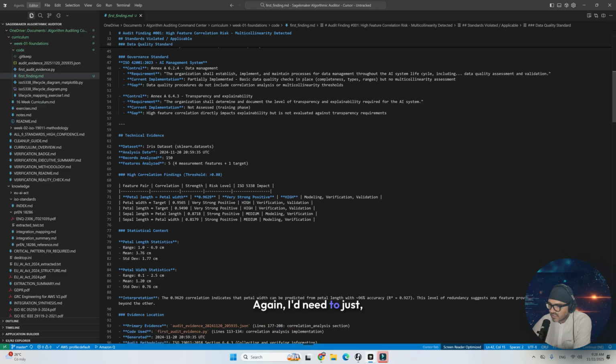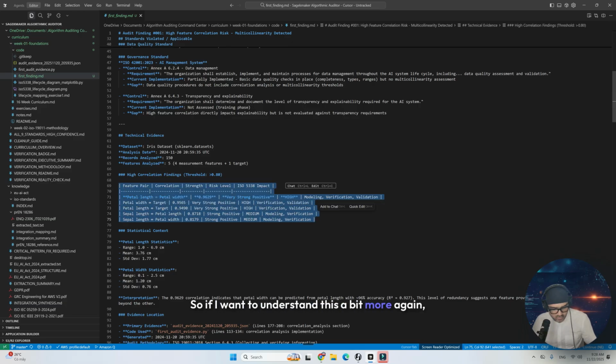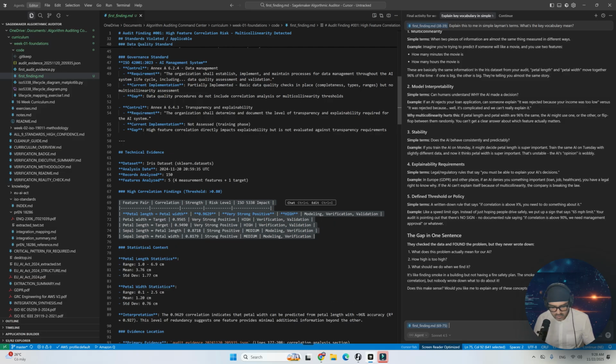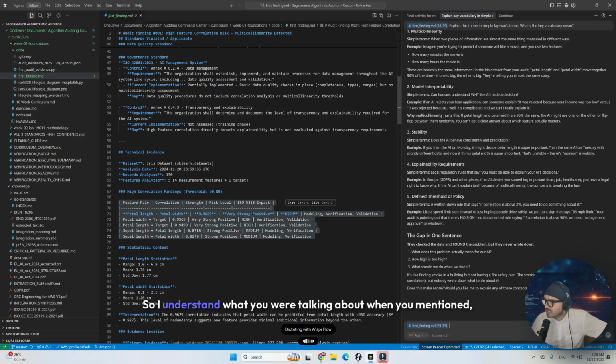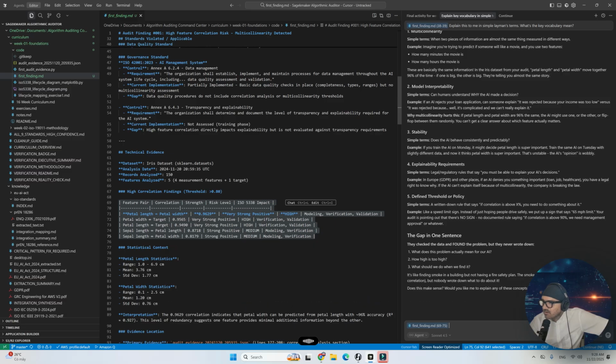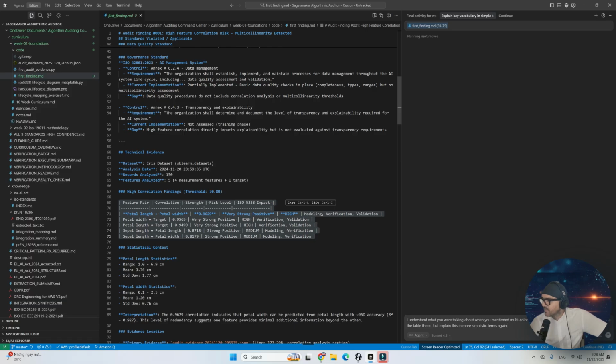Again, why don't I just do it live? So if I want to understand this a bit more, I'm just going to press Control L. So I understand what you were talking about when you mentioned, what was the word again? I've already forgotten it. Multicollinearity. So this is the high correlation findings. I can see the table there. Just explain this in more simplistic terms again.